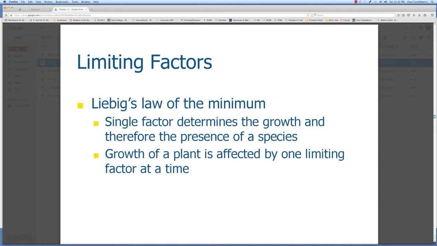However, then you might have another limiting factor, in other words, like a drought. And it's difficult, if not impossible, to actually take care of a drought. That is something nature has to do. But this particular law of the minimum is that a single factor determines the growth and therefore the presence of the species.